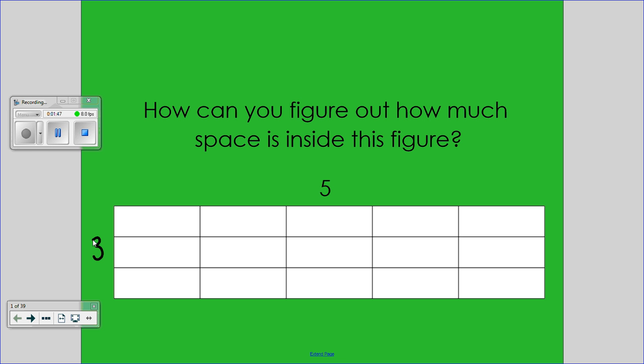Just count inside. I could count all the boxes. That would take forever. That would not take forever. It's a 3 by 5. Count all those boxes. You can put the numbers in the box. Yep. Count.